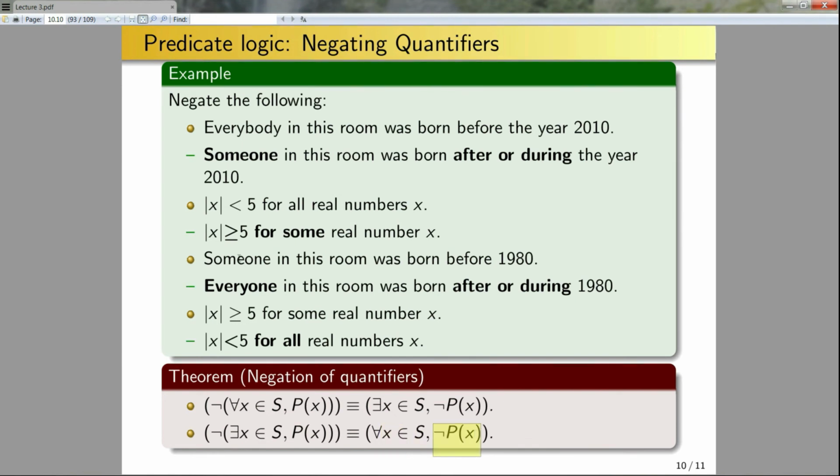So an example of this is "someone in this room," this bit here, turned into "everyone in this room," this bit here, and "was born before 1980" turned into its negation.